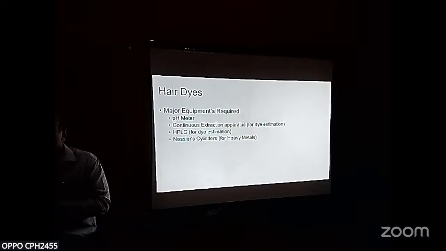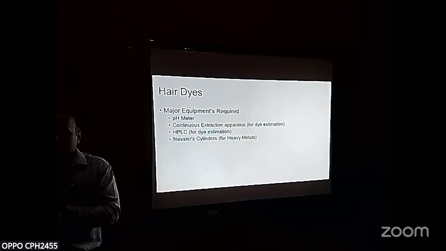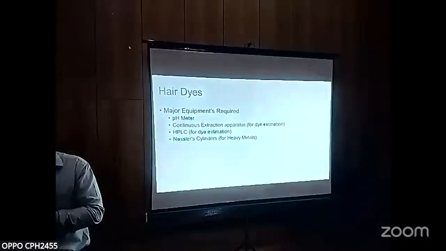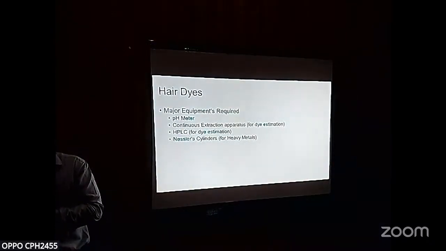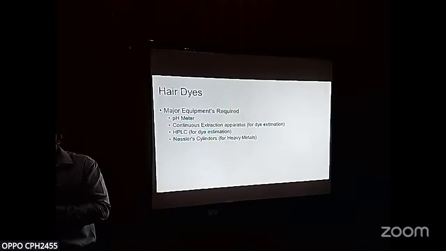And regarding the equipment, a continuous extraction apparatus is used for dye estimation. But recently, BIS has also added HPLC for the dye estimation. But even today, many of the manufacturers are using the continuous extraction method only to estimate the dye content. None of them use HPLC because HPLC gives lots of estimation error. So the methods still have to be developed and improved.